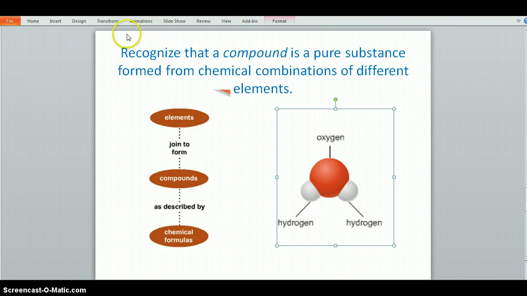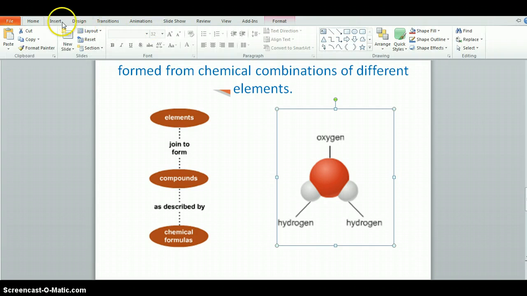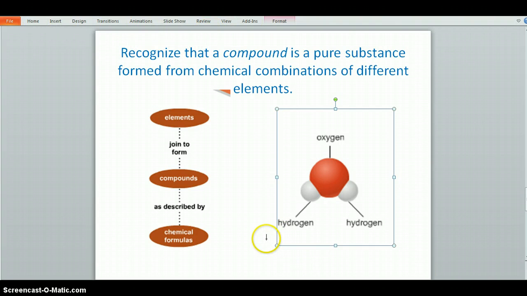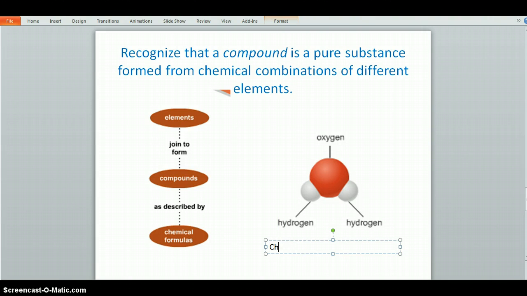So our example here, I'll write it here. Our chemical formula is H2O. Okay, and remember, like I told you before, we use the symbols in a chemical formula to make this smaller, because it would be super long if we wrote hydrogen two oxygen. So we use those chemical symbols when we're making formulas.